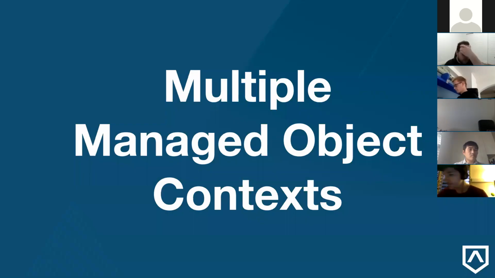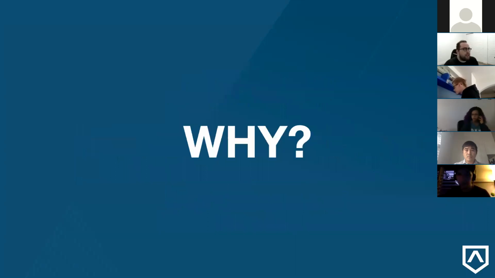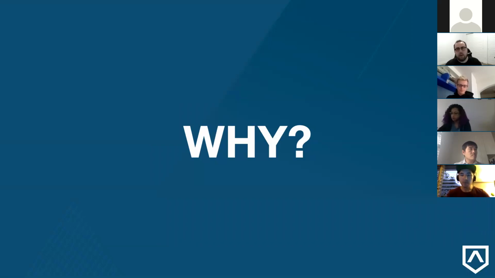There we go. Okay. So we're going to be talking about multiple managed object contexts, and the first question is, why do we want to do this? Why would we ever say, okay, it's not enough the way that we've got our Core Data stack set up with just the persistent store, the coordinator, and the managed object context? Why do we need to go outside of that and do more work and have that be more complex?